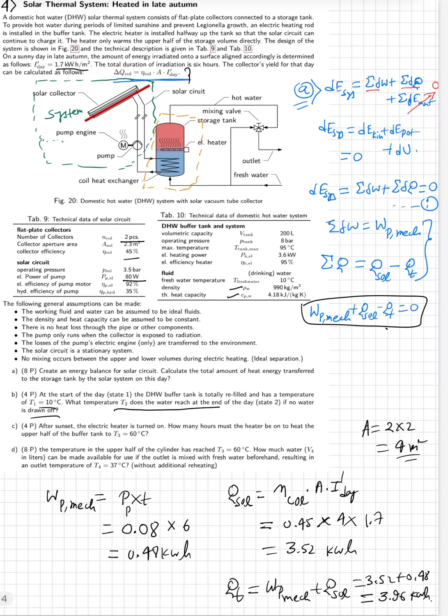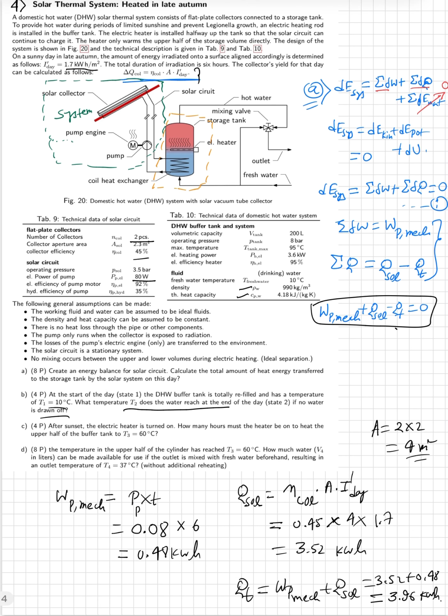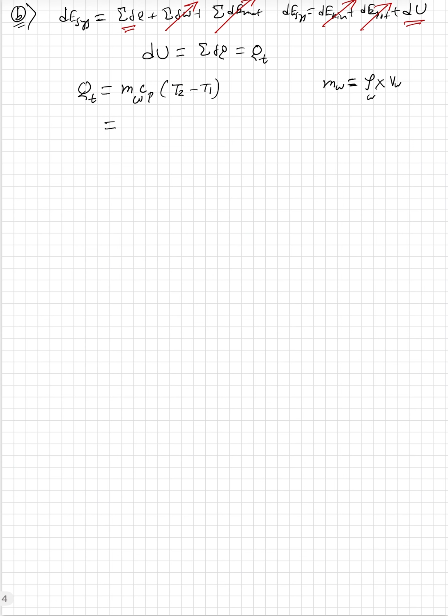So we can write it down. Mass is not mentioned here directly. We all know that density is equivalent to mass upon volume. So mass will be the density of the water times the volume of the water. And they mentioned the density and the volume of the water here, so we can easily calculate it.